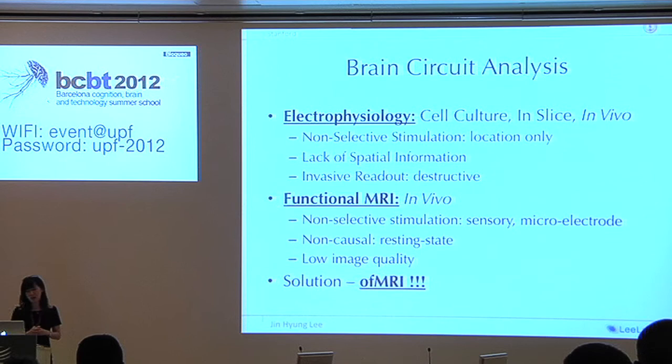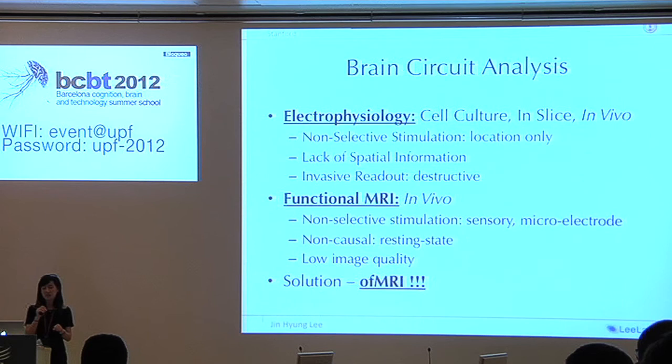Functional MRI, on the other hand, is completely in vivo with no invasive nature associated with it, but it also has the problem of being non-selective in terms of its stimulation, where we often use things like sensory stimulation to trigger the brain while looking at things, or even use microelectrode stimulation for animals. But these are all non-selective in terms of cell type specificity and temporal control.